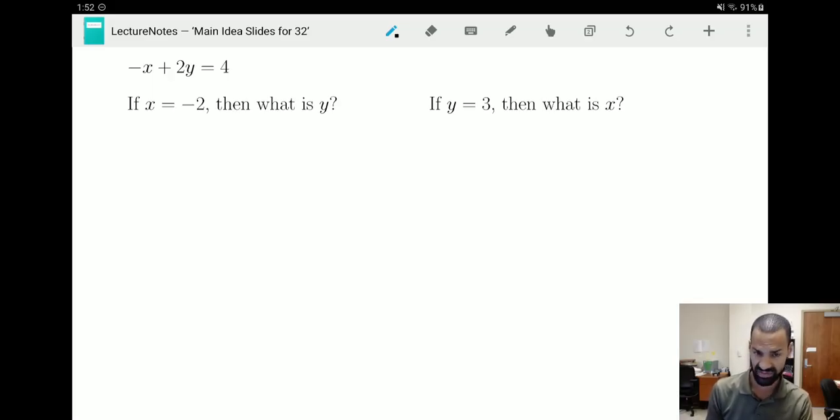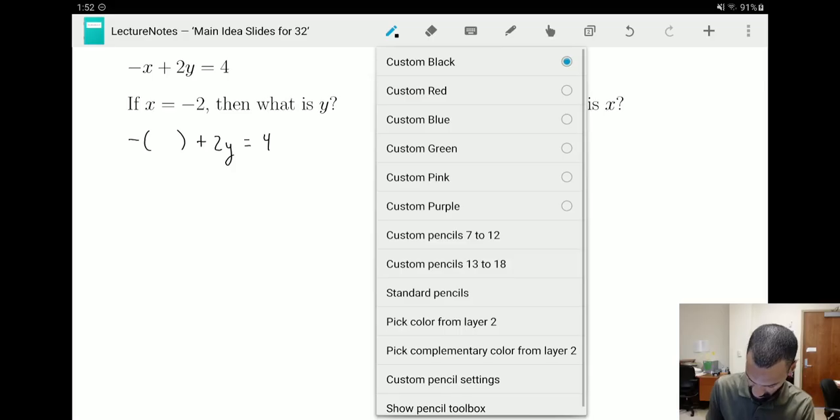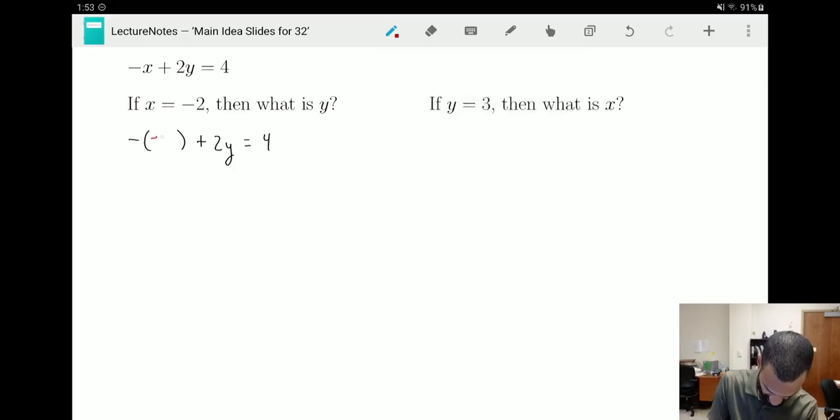Well, let's actually go and substitute negative 2 in place of x and see what we get. So negative x plus 2y equals 4. Notice I'm leaving a blank there so I can plug in negative 2 in place of where x was. Notice there's two negatives there now, right? There's that negative on the outside, and then there's a negative that came along with the x value. So let's simplify that. Negative negative 2 is a positive 2. So 2 plus 2y is equal to 4.